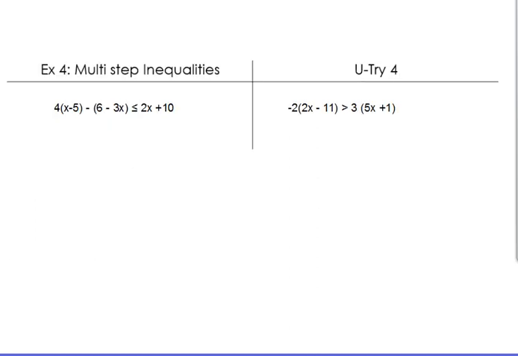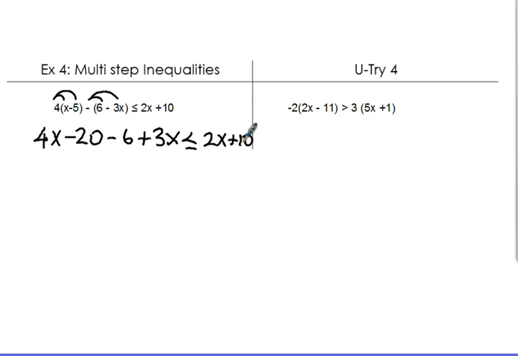Let's solve something a little bit more complicated where we would deal with multi-step inequalities. To solve this type of inequality, I will first distribute everything that needs to be distributed, get rid of the parentheses, and then I'm going to try to isolate the variables only on one side of the inequality sign. We will have 4x minus 20. When we distribute the negative, that would become negative 6 plus 3x. Negative times negative makes positive. Less than or equal to 2x plus 10.